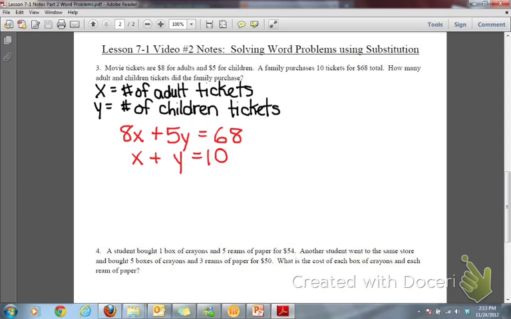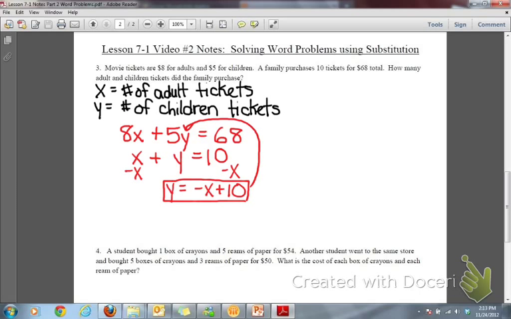I just chose that. So if I take this second equation and just get y by itself, that means I would subtract the x. So that means y equals, technically you can write 10 minus x. I'm going to write it as negative x plus 10. And so that is now my second equation. It's ready because y is all by itself.